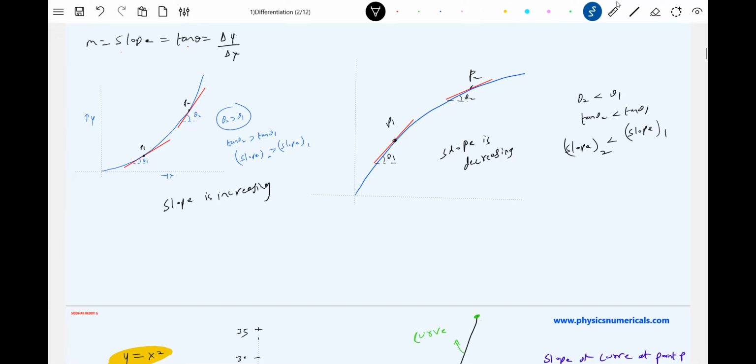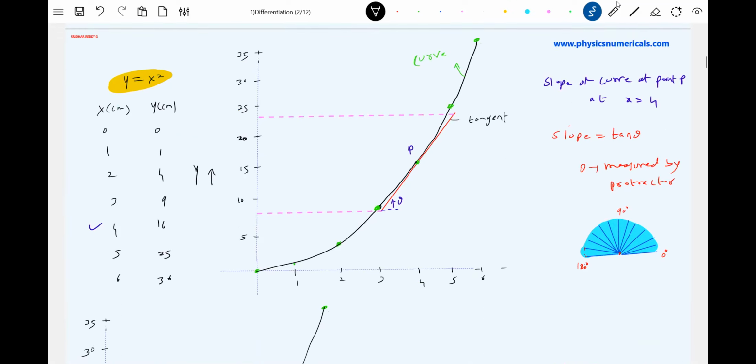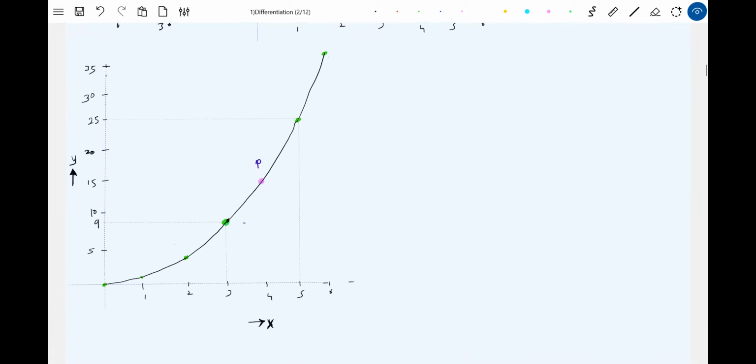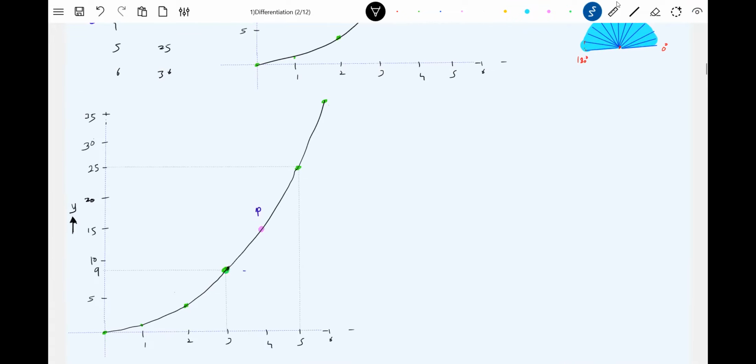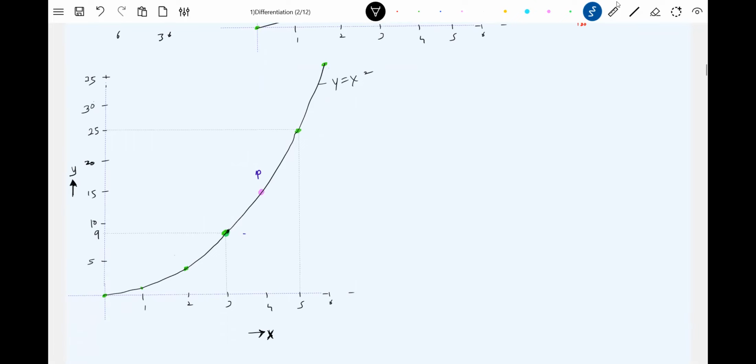Okay, agreed. How to calculate slope? Shall we say take a protractor and measure theta, then tan theta? Is there any other method? Okay, we'll try that. I'll start with the same curve we had, y equal to x square. I want the slope at x equal to 4. Here also I'll draw a tangent.